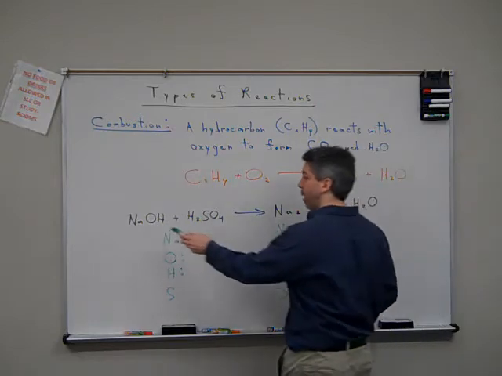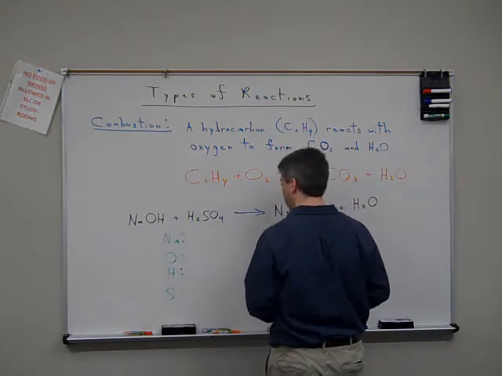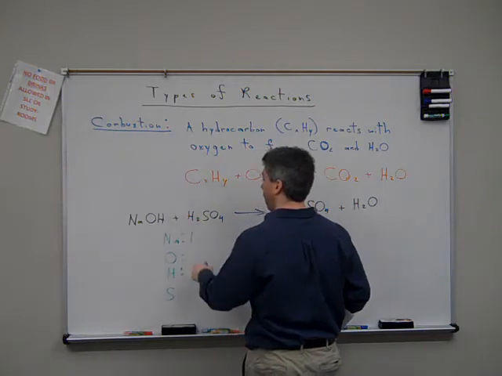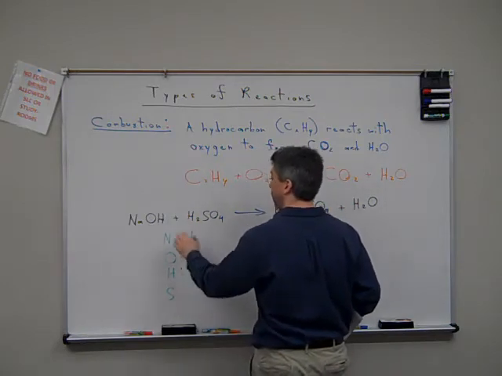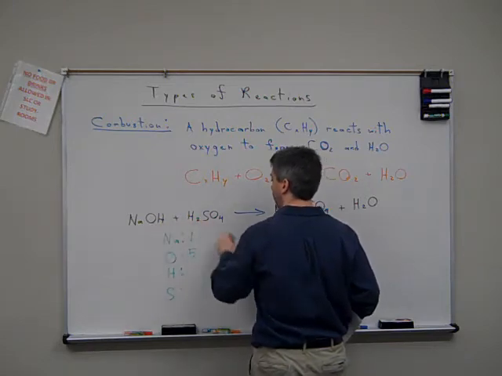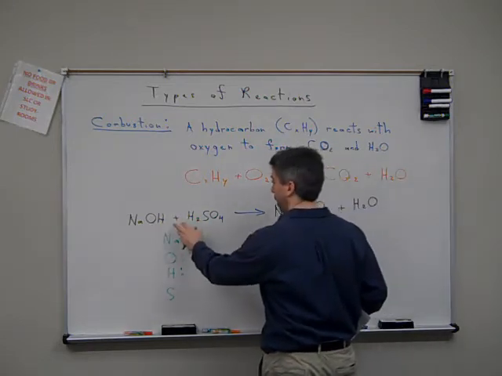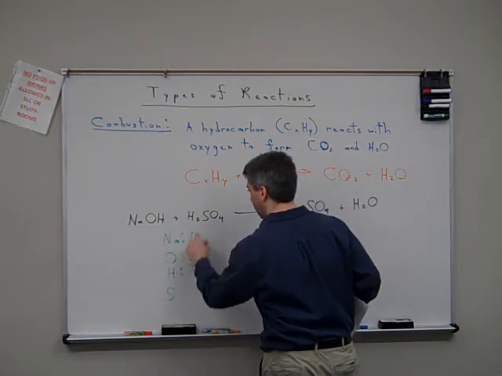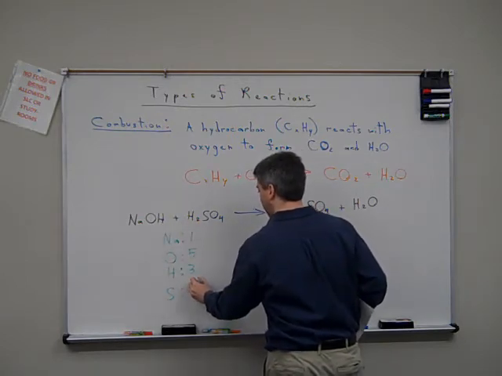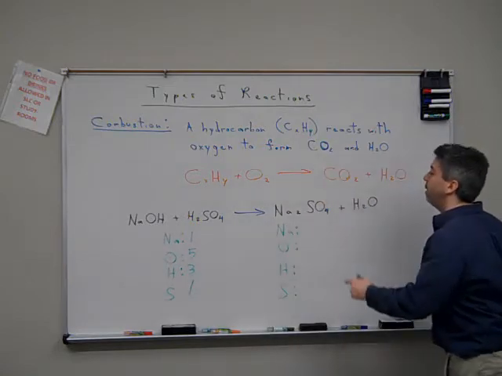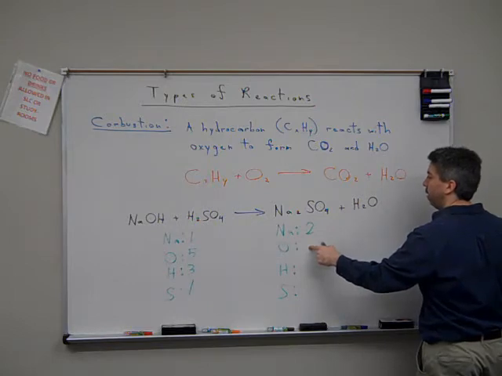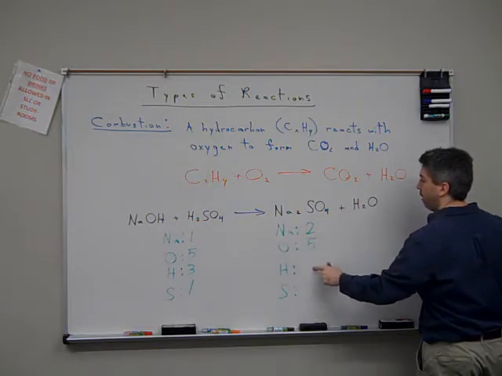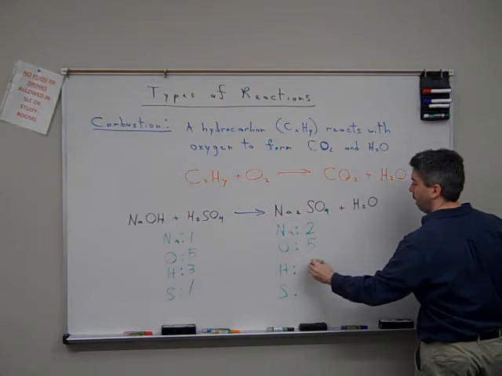But how many sodiums do you have here? One. And oxygen? 5. Make sure that you're counting from both of them. Hydrogens on this side? 3. 2 plus 1. And sulfurs? 1. How many sodiums on this side? 2. Oxygens? 5. Hydrogens? 2. And sulfurs? 1. Okay.